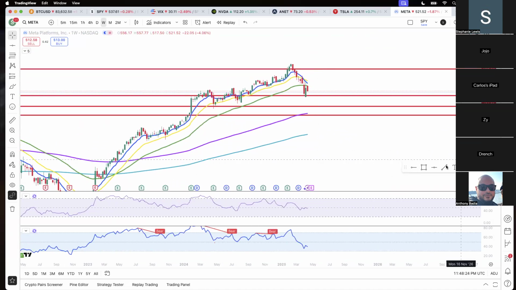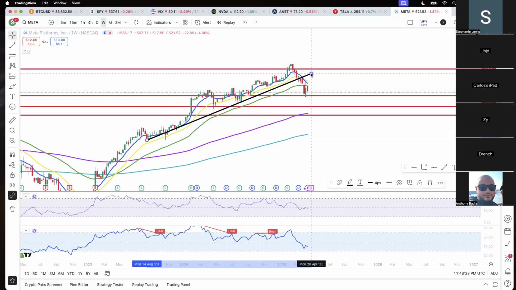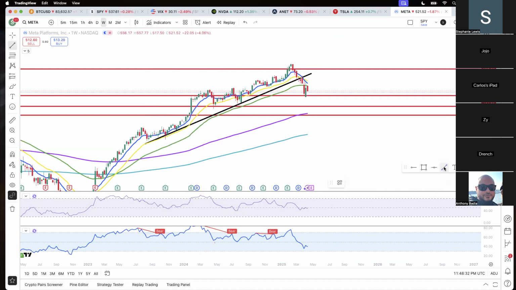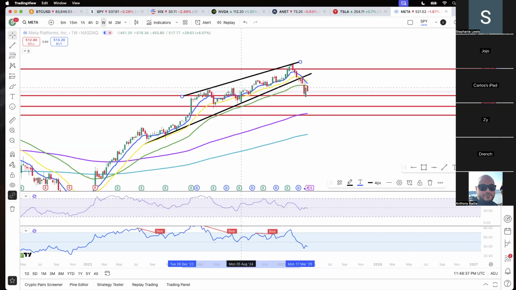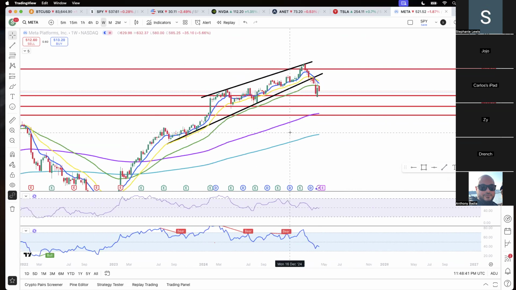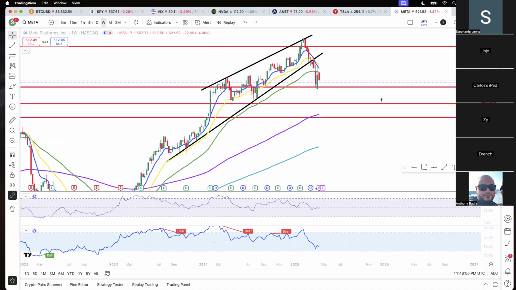All right. Let's see. So there's actually a trend here. I'd say we kind of have a wedge forming here. Even from here, you can see where we lost this trend line and we came back down. We found support so far at this 491 level. But if we lose 491, I'd look for Meta again at 428.